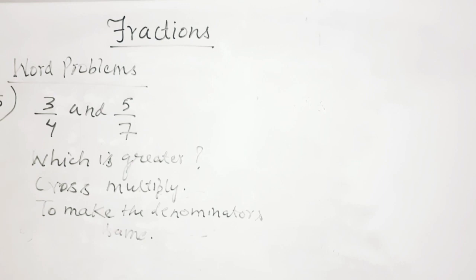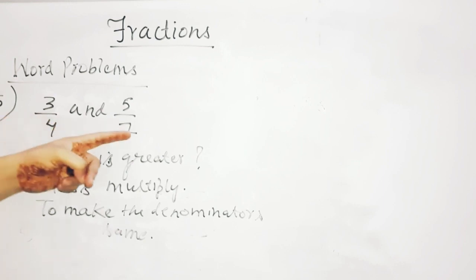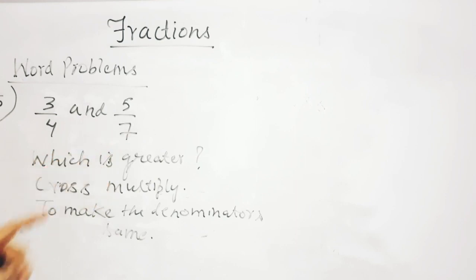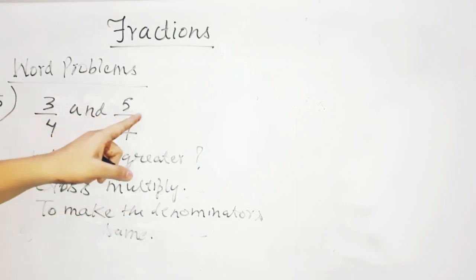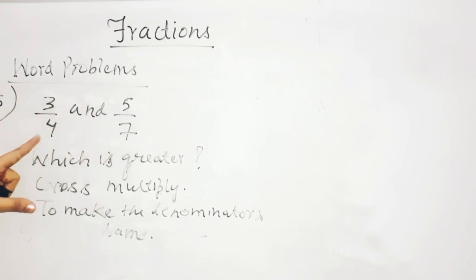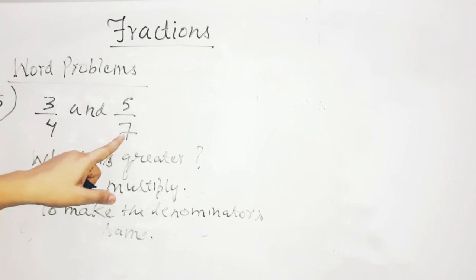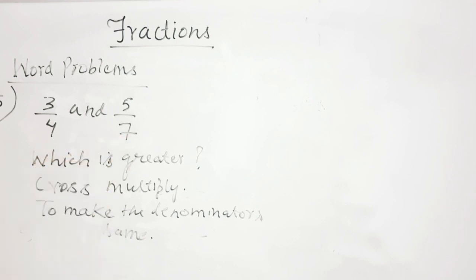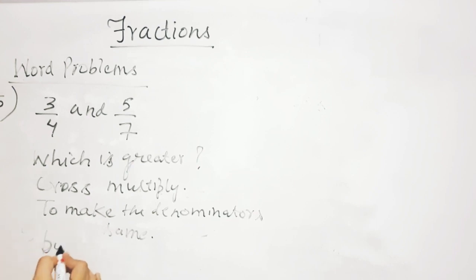So there are two ways to identify which one is greater between these two fractions. Either you can cross multiply, that is 3 7s are 21, 4 5s are 20. That means this fraction is greater than this fraction. 3 upon 4 is greater than 5 upon 7. But in this question one thing was asked, and that is by how much. Whenever you find this word by how much, what do you have to do?